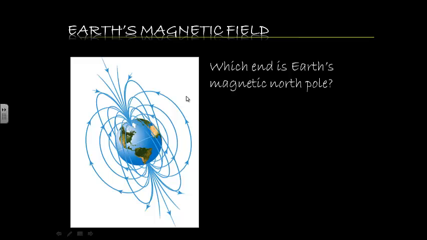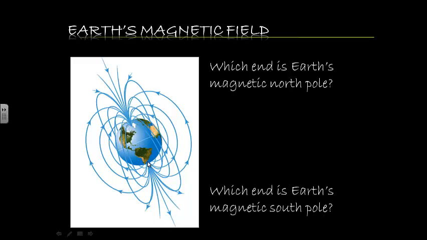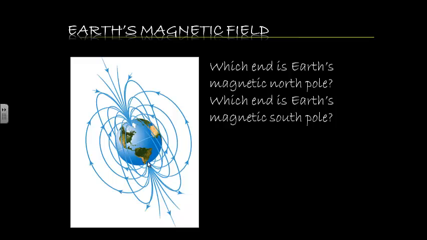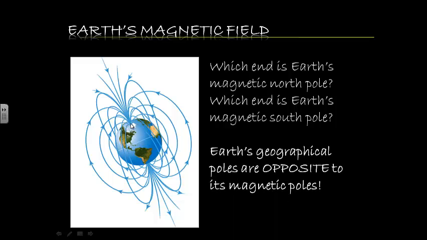Okay, so Earth's magnetic field. Which do you think is Earth's magnetic north? And which do you think is its magnetic south? Look at the way the arrows are pointing. Remember, the arrows are south-seeking, magnetic south-seeking. So that would tell me that this is the magnetic south, and this is the magnetic north, which is counterintuitive, because you usually think of this as the geographic north. But yes, Earth's geographic poles are opposite to its magnetic poles.